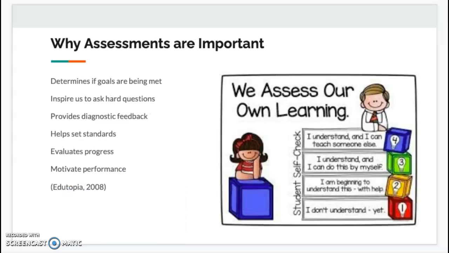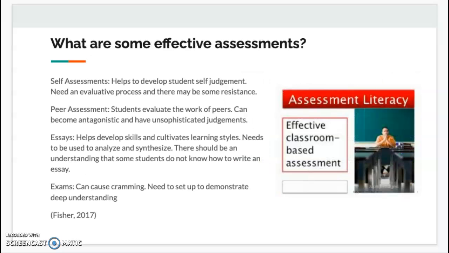Why assessments are important: they determine if goals are being met, inspire us to ask hard questions, provide diagnostic feedback, help set standards, evaluate progress, and motivate performance. I know in my history classes, the assessments that I do are more of a short essay question type to promote retention of the information, instead of multiple choice questions where students are just studying for one-word or two-word answers.